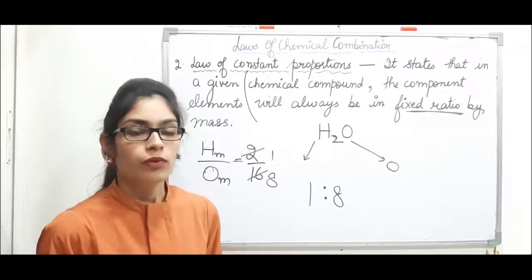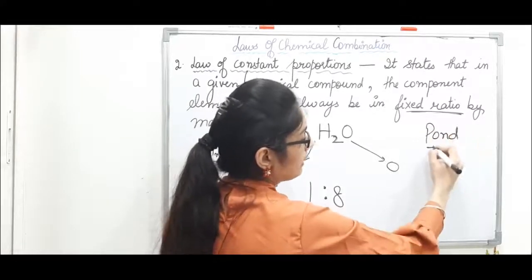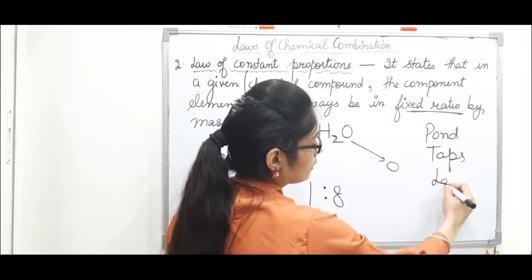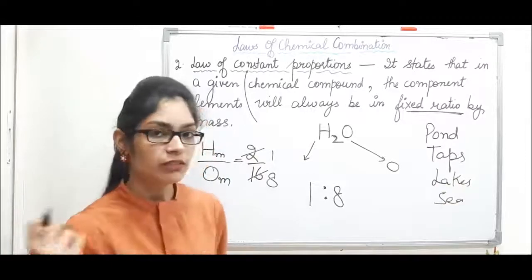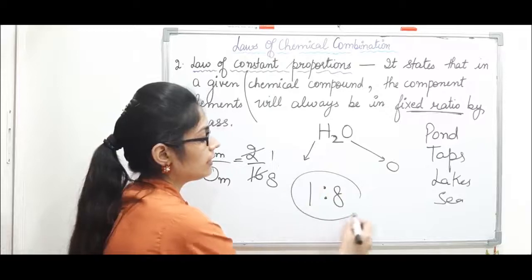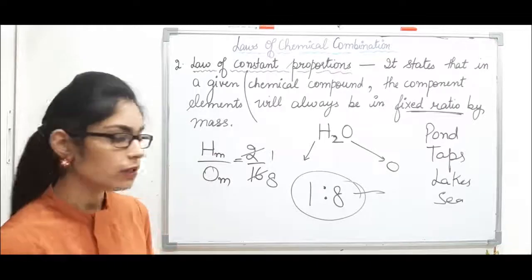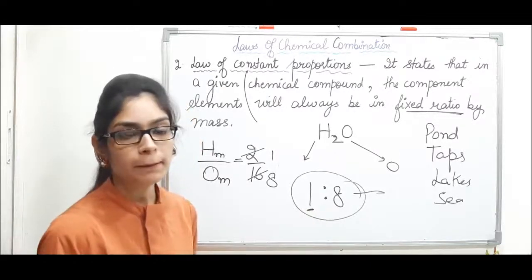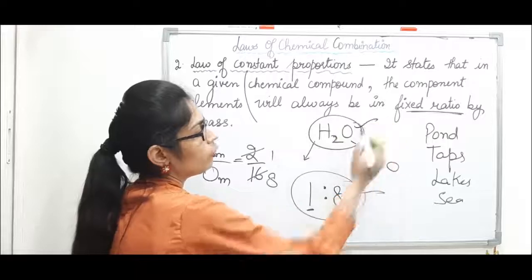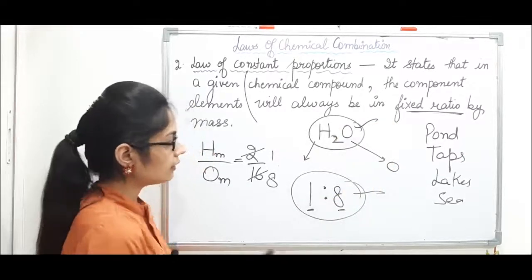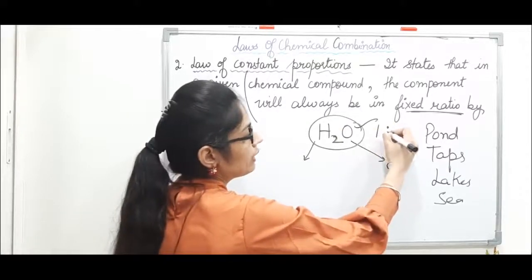So it means from wherever source you take water, it is available in ponds, in taps, lakes, sea, tube wells, so many sources of water are there. But from whichever source you take water, the ratio of the mass of hydrogen and oxygen will always be 1 is to 8, which means 1 part of hydrogen and 8 parts of oxygen will be there in one formula unit of water. Let's understand it in a better way. Now you know the ratio of both the masses, which is 1 is to 8.